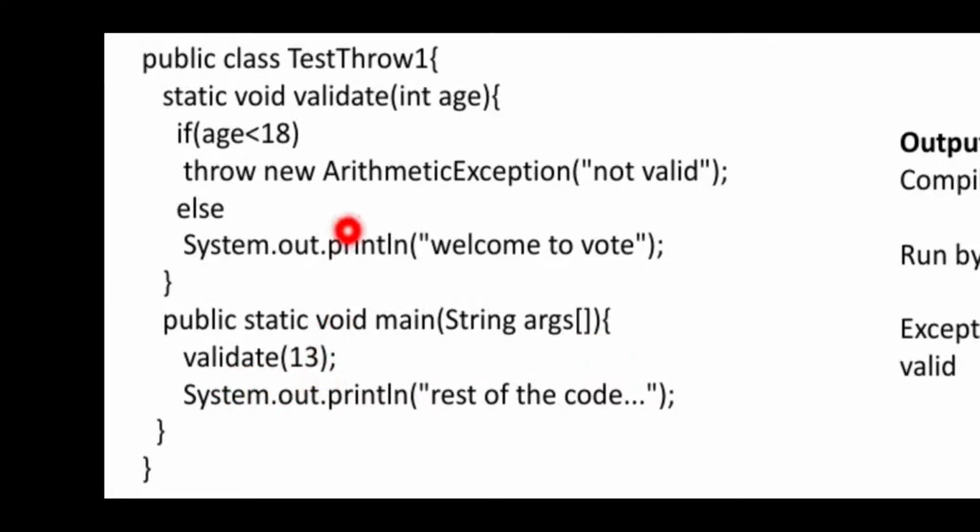This value will be sent to static void validate int age. This 13 will be sent over here. Then afterwards you are going to have it: if 13 is lesser than 18, yes, 100% it is there. Then ultimately it is going to say not valid, meaning you are not eligible to vote. So I am going to generate an exception here.